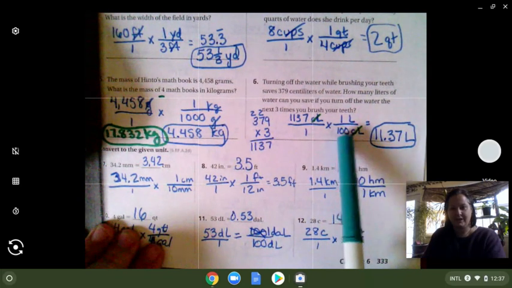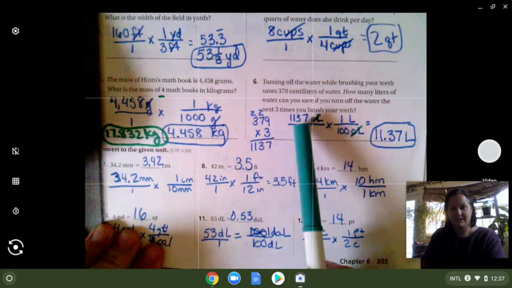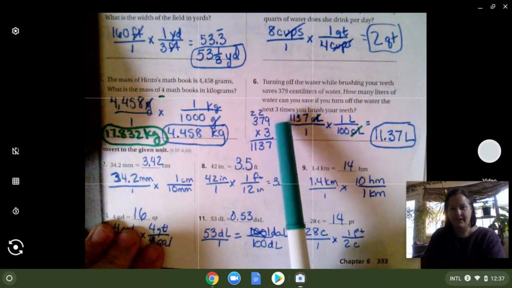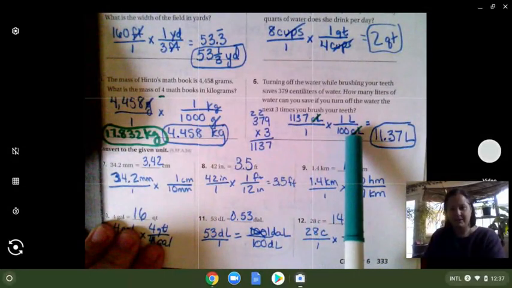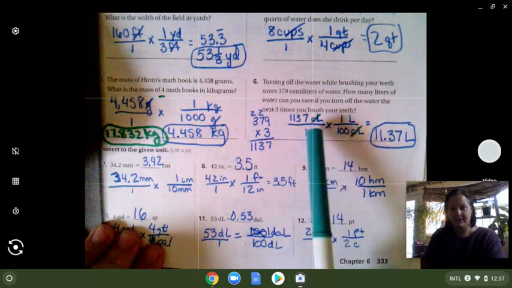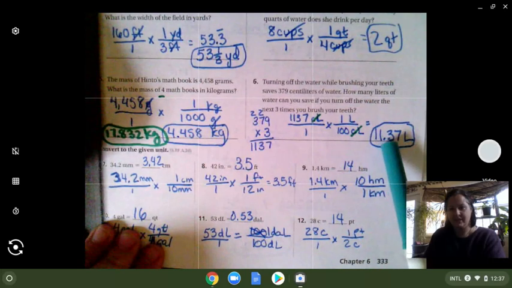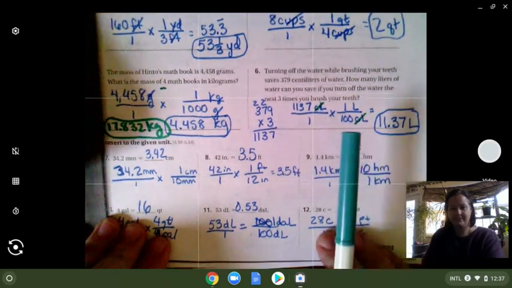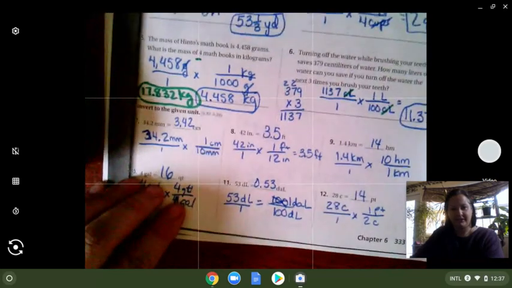There's 100 centiliters in a liter. You're going to see that on your chart. You're going to multiply across the top and divide by the numbers on the bottom. So we're going to be taking 1,137 and dividing it by 100, which will move our decimal 2 spots to make 11.37 liters. 11 and 37 hundredths of a liter.